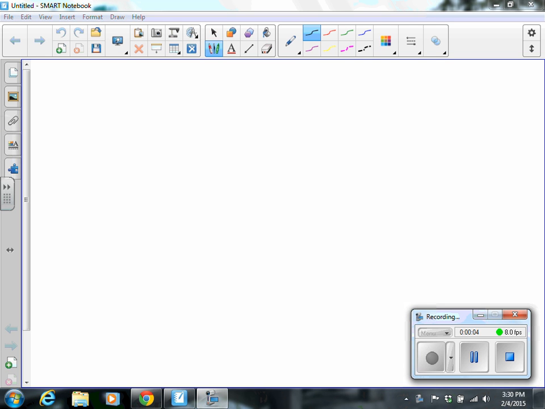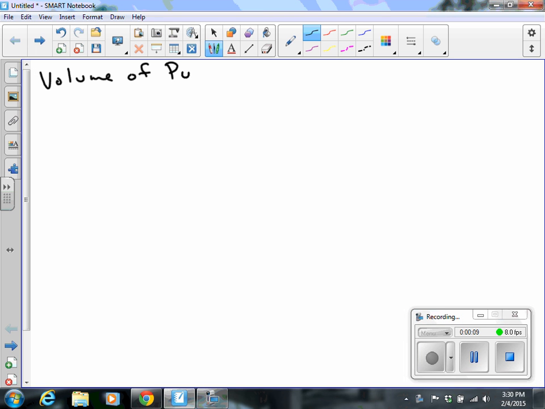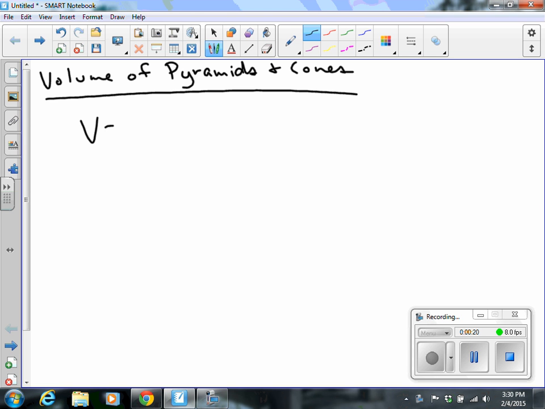This is going to be about the volume of pyramids and cones. Same formula for both. My volume is going to be 1/3 times the area of my base times the height. Something to note here. This h, when we were talking about height with surface area, it was the slant height. Well, for the volume, you're actually going to use the perpendicular height, not your slant height. So something to remember.